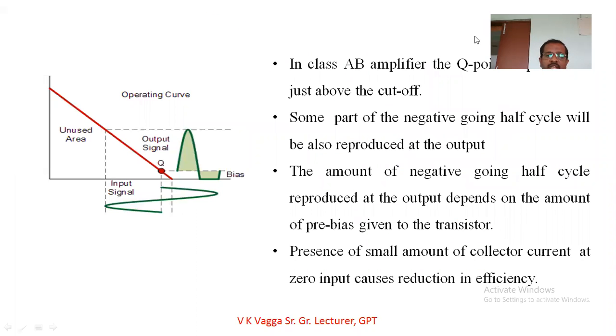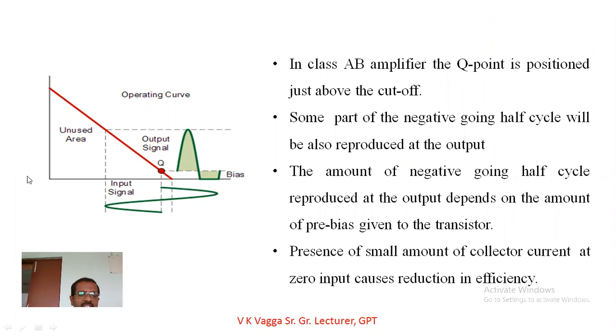Okay, and if you take its waveform representation, it is once again the same. Along the x-axis if you consider the output voltage, along the y-axis if you consider the output current, and if you draw the DC load line, and the operating point is available just above the cutoff region, exactly on the x-axis in the cutoff region, but here it is above the cutoff region.